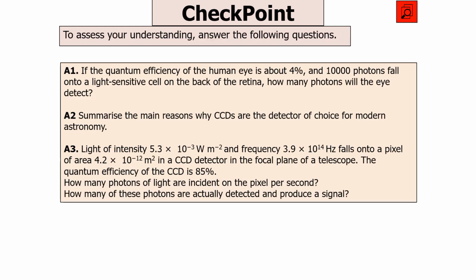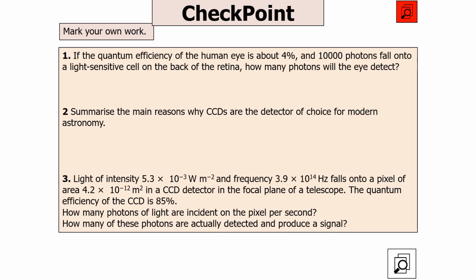The next question says, if the quantum efficiency of the human eye is about 4% and 10,000 photons fall onto a light-sensitive cell on the back of the retina, how many photons will the eye detect? Then summarise the main reasons why CCD is the detector of choice for modern astronomy. Then light intensity of 5.3 times 10 to the minus 3 watts per meter squared and a frequency of 3.9 times 10 to the 14 hertz fall on a pixel of area 4.2 times 10 to the minus 12 meter squared in a CCD detector in the focal plane of a telescope. The quantum efficiency of a CCD is 85%. How many photons of light are incident on the pixel per second, and how many of these photons are actually detected and produce a signal? So pause the video now, then unpause the video when you want to go through your answer.